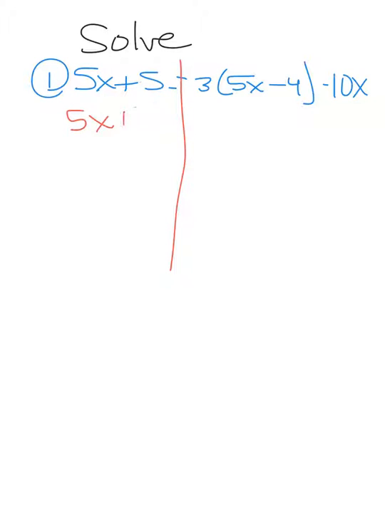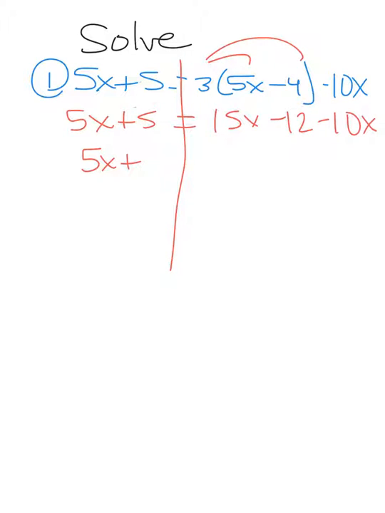So I have 5x plus 5 on the left-hand side. On the right-hand side, my order of operations again tells me I need to get rid of my grouping symbols, which is my parentheses. So 3 times 5x gives me 15x. 3 times negative 4 gives me negative 12 minus 10x. My left-hand side is good. I just have a variable and a constant. My right-hand side, I'm going to combine my variables. So I have 15x minus 10x gives me 5x minus 12.